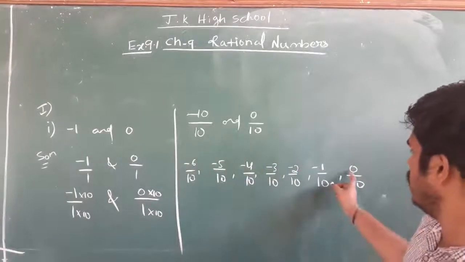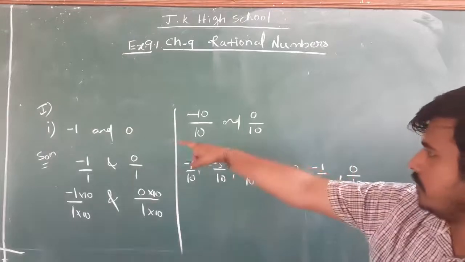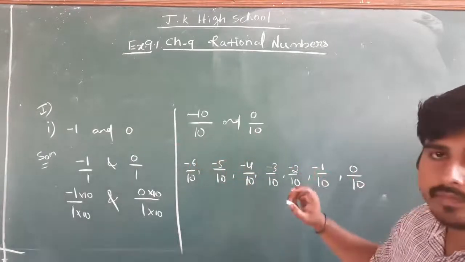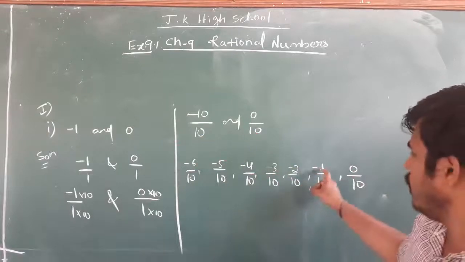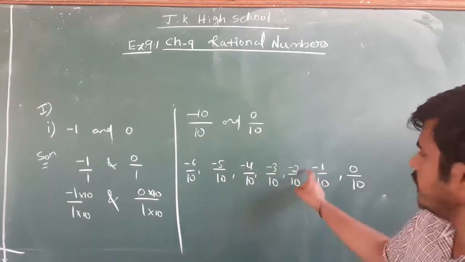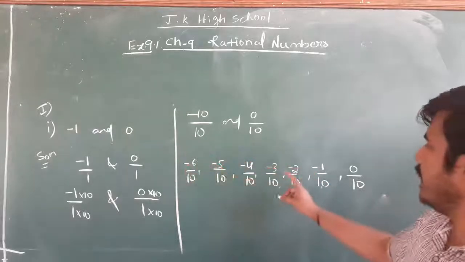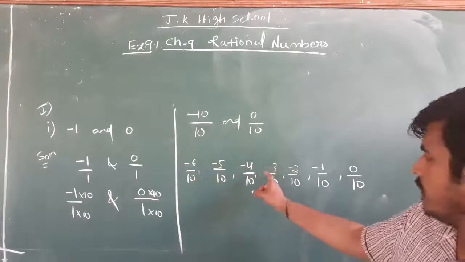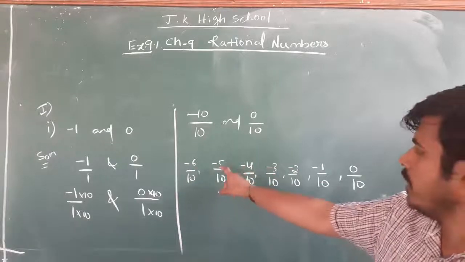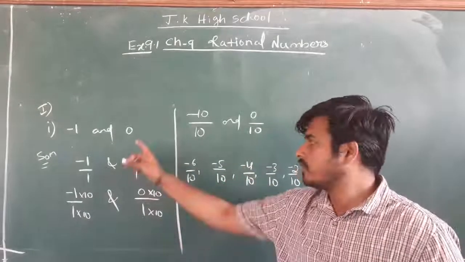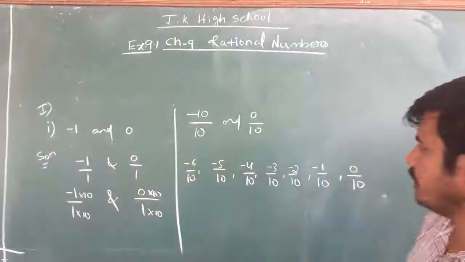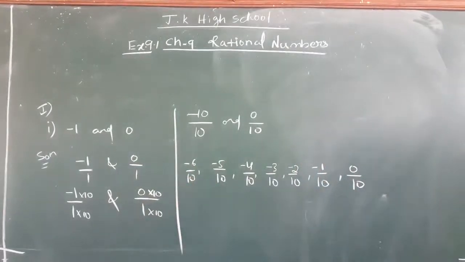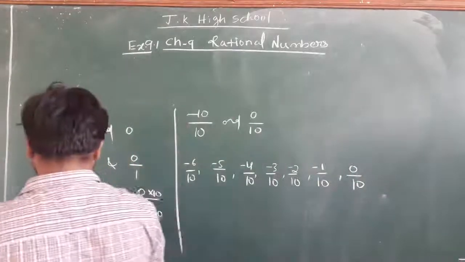Look here. 0 by 10 is nothing but 0. Minus 1 by 10: 1 rupee among 10 people, it is lesser than 1 and it is negative. Minus 2 by 10, minus 3 by 10, that is minus 0.2, minus 0.3, minus 0.4, minus 0.6. All values are between 0 and minus 1. Okay, note down. Second question.